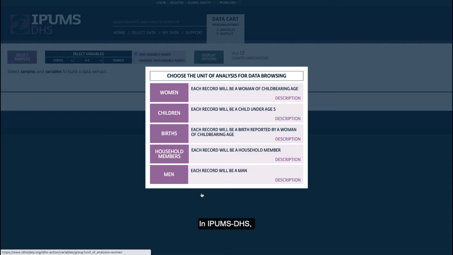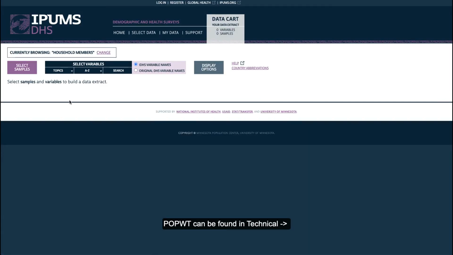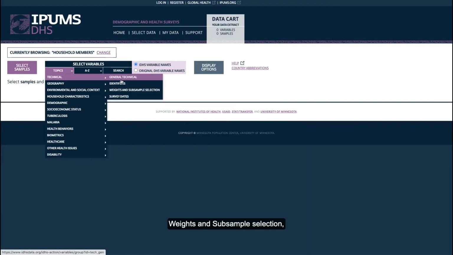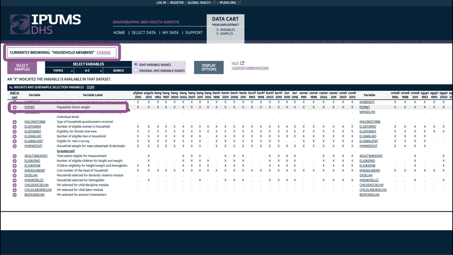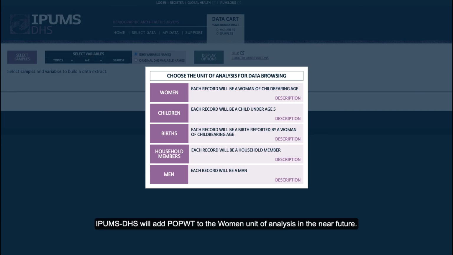In IPUMS DHS, POPWT can be found in technical, weights and subsample selection, and the household member's unit of analysis must be selected. IPUMS DHS will add POPWT to the women unit of analysis in the near future.